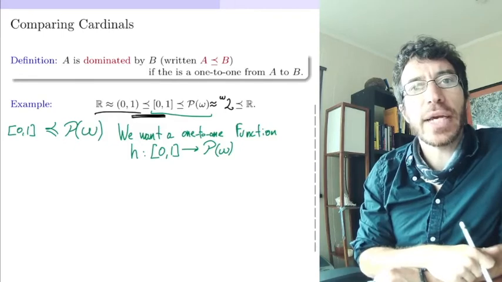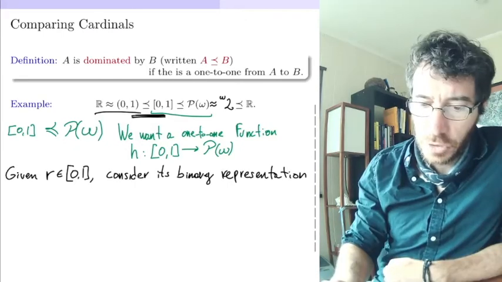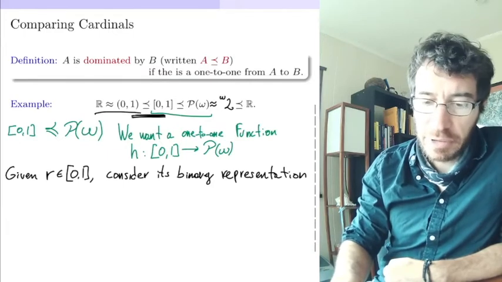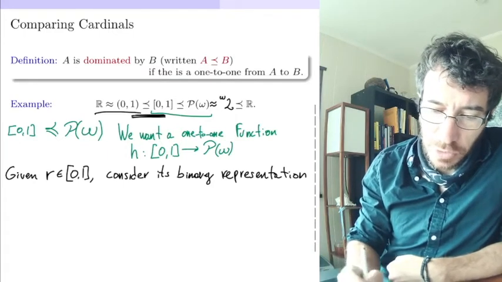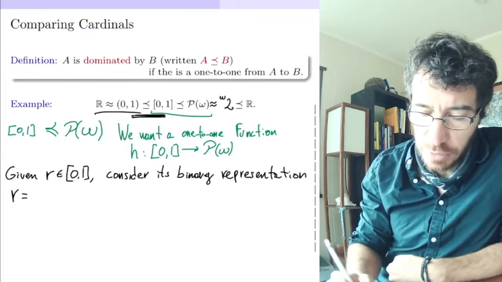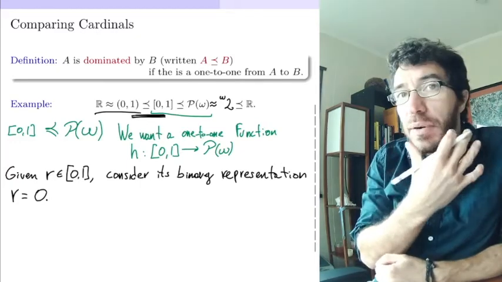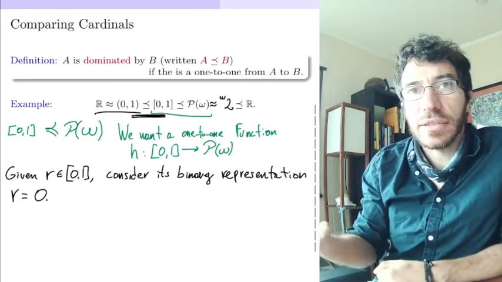The idea is to look at the binary representation of the number. Consider this binary representation. A binary representation, remember, is when you write the number r in base 2, so it's going to be of the form 0 dot, and usually have all the digits after that.